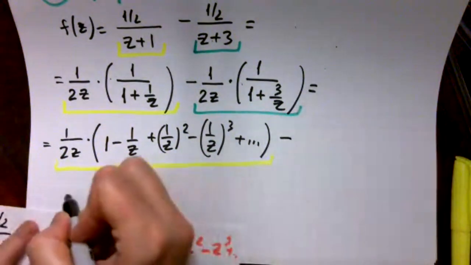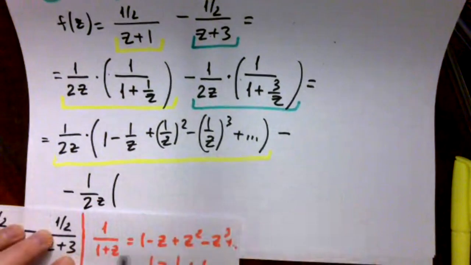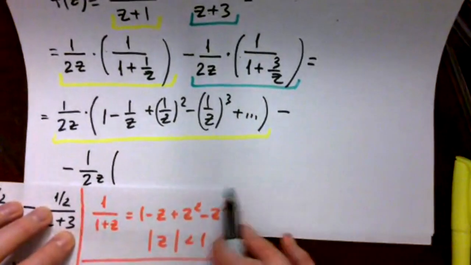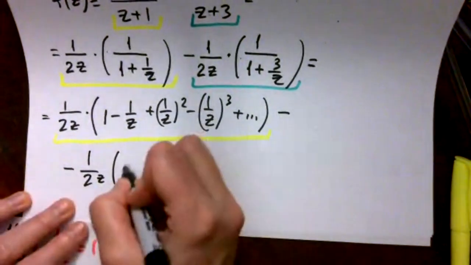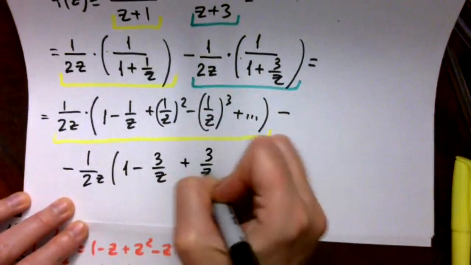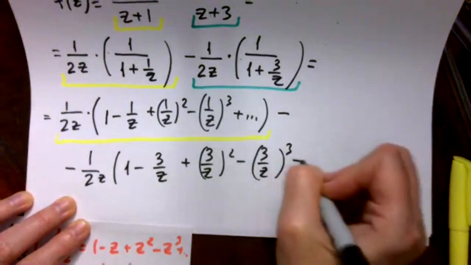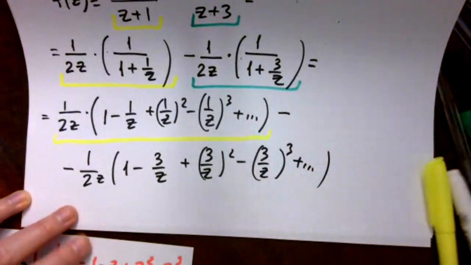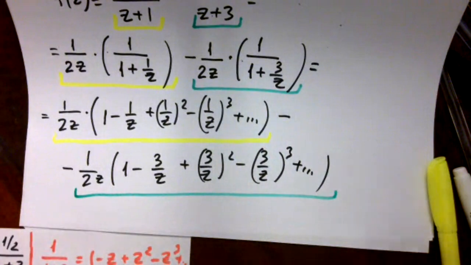Let's move to the second. I'm moving to the second line, actually. This time, we are going to use the same canonical expansion, of course, but instead of z, I'm going to use 3 over z. So 1 minus 3 over z plus 3 over z squared minus 3 over z cubed and plus so on. So this corresponds to the second term. That's it. We have finished this task.